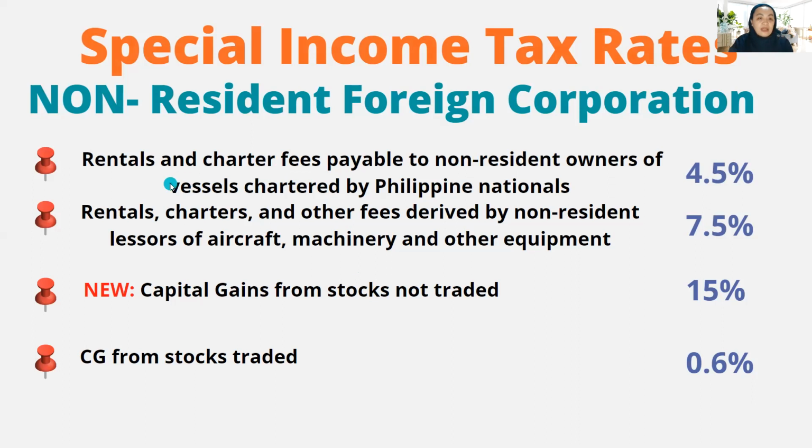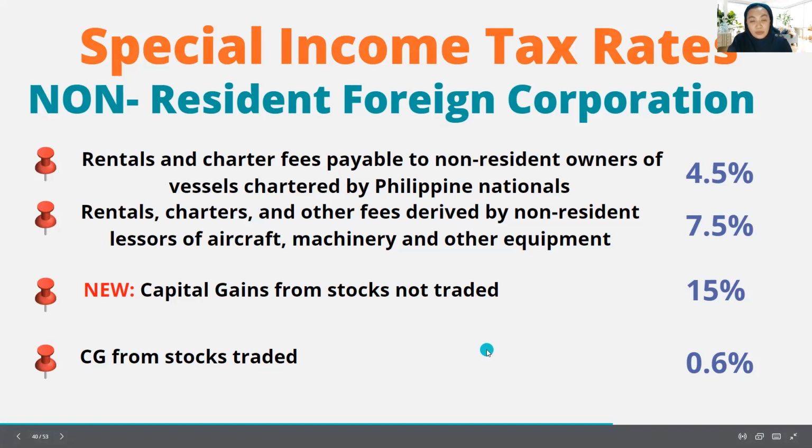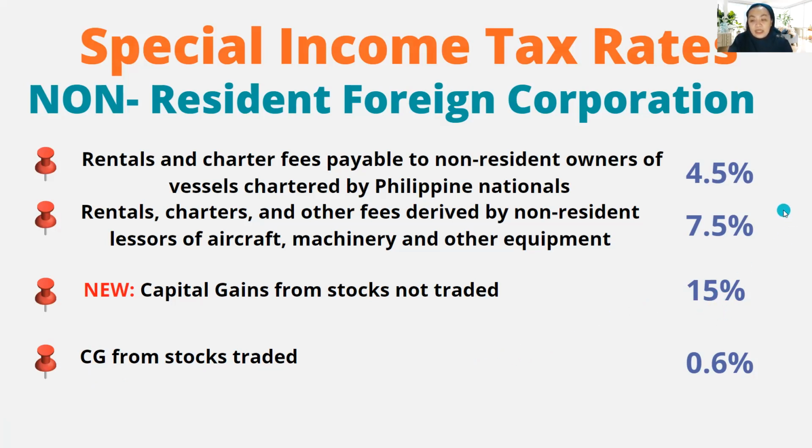So in return, to encourage them to continue making us rent their properties, we offer them a preferential tax rate. So aside from the previously discussed, this is also another way to encourage non-resident foreign corporations to invest their equipments in the Philippines. So if it's the rental income earned from vessels chartered by Philippine nationals, it's 4.5%. Rental of aircraft, machineries, and other equipment, 7.5%. As a new tax rate, capital gains from stocks not traded, similar to the RFC and the DC, it's 15%. And capital gains from stocks traded, it's more simplified, no? It is no longer differentiated, so 0.6%.